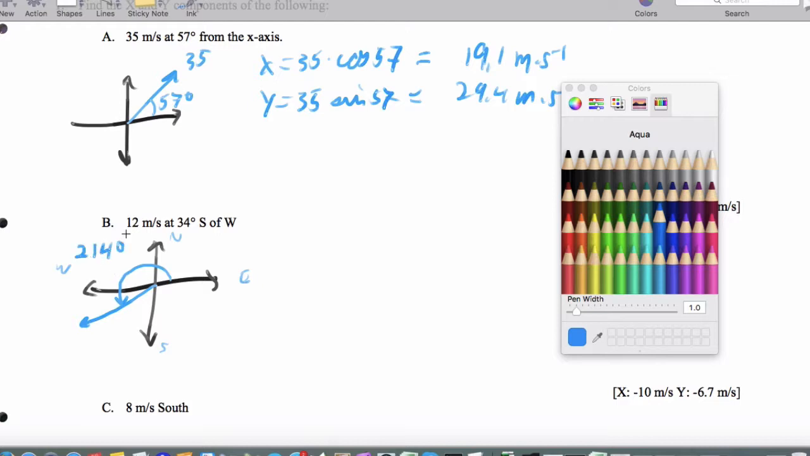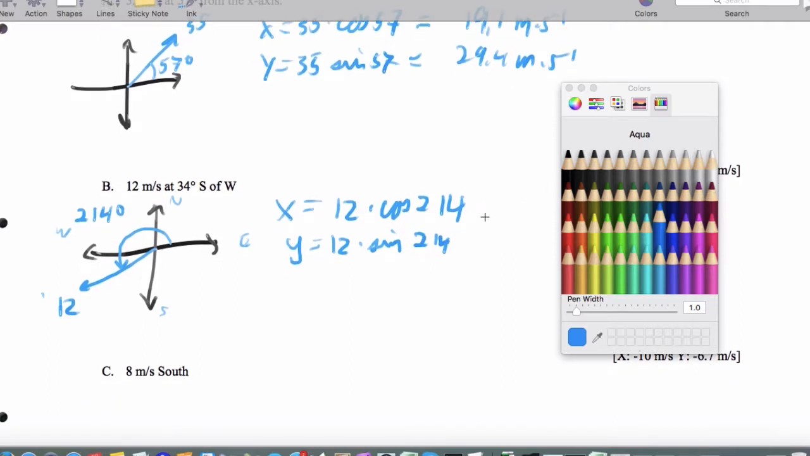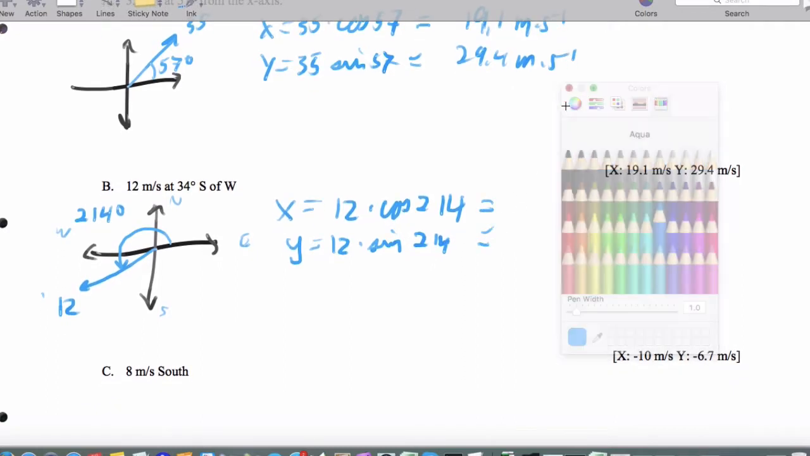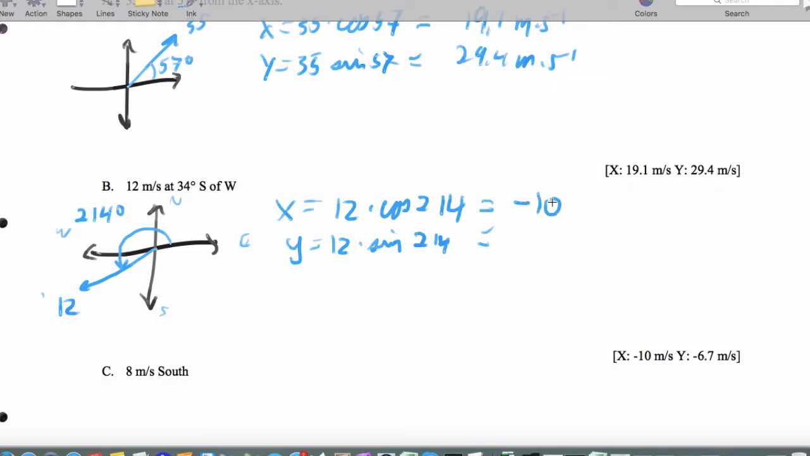That's 214 degrees. Okay. So our x component is going to be 12 times the cosine of 214, and our y component is going to be 12 times the sine of 214. And when we work that out with our calculator, we're going to end up getting negative 10 meters per second and negative 6.7 meters per second.